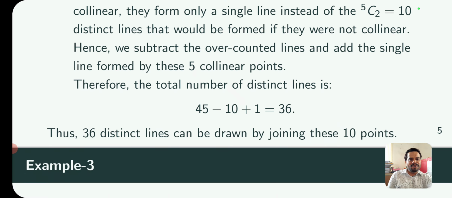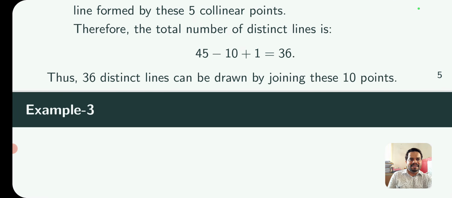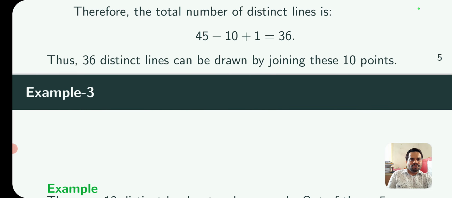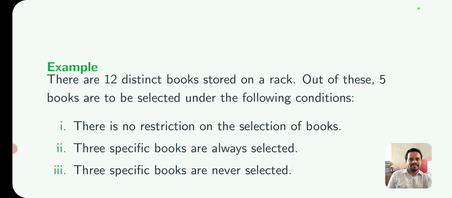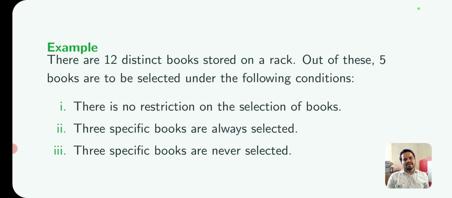I hope you have understood this example very well. Yes. So now let us see the next example. There are 12 distinct books on a rack. Out of these, 5 books are to be selected under the following conditions. The first condition is that there is no restriction on the selection of books. The second condition is that 3 specific books are always selected. The third one is that 3 specific books are never selected. We will pause here, so just read it within 5 seconds.